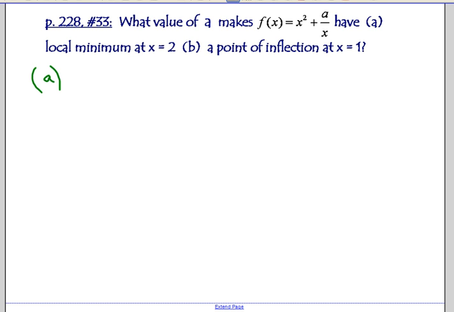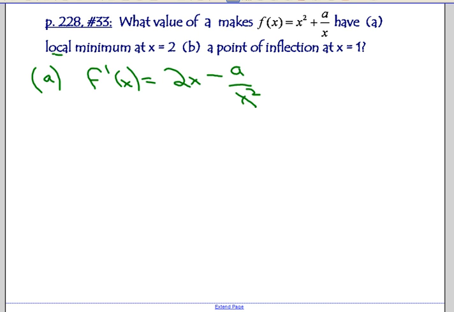To get a minimum, we're talking about critical points. A critical point is where the derivative is 0 or undefined. So let's start by taking the derivative of the function. So f prime of x squared gives us 2x. And then we have a over x. A is a constant, so we get minus, because it's x to the negative 1, so we get minus a over x squared.